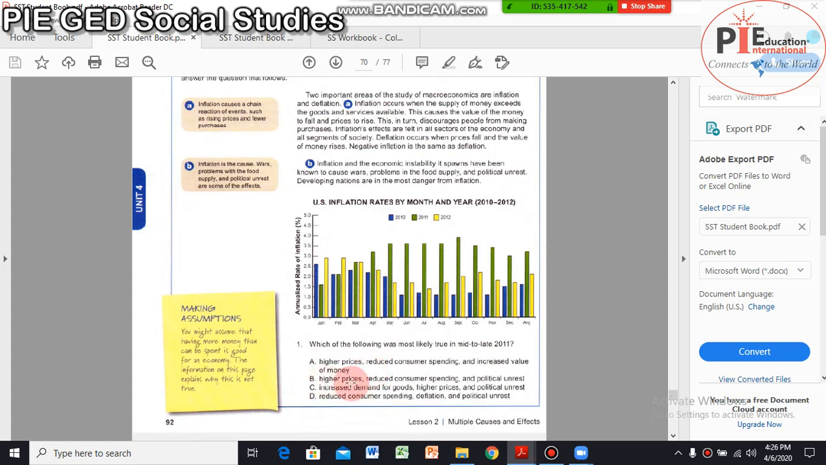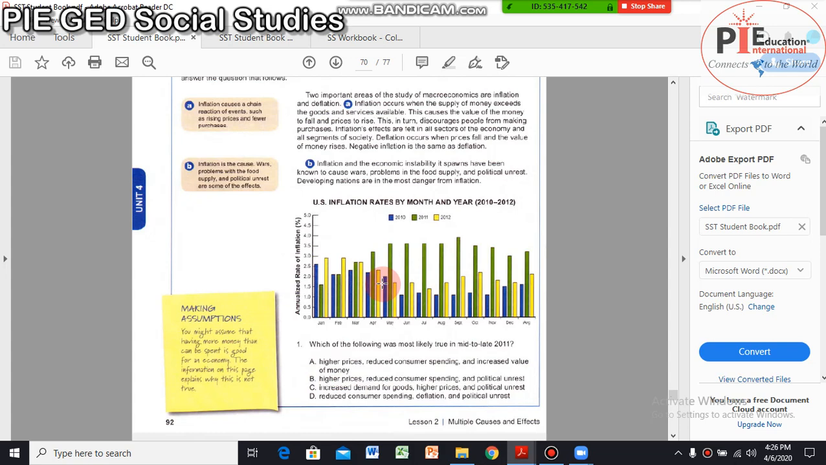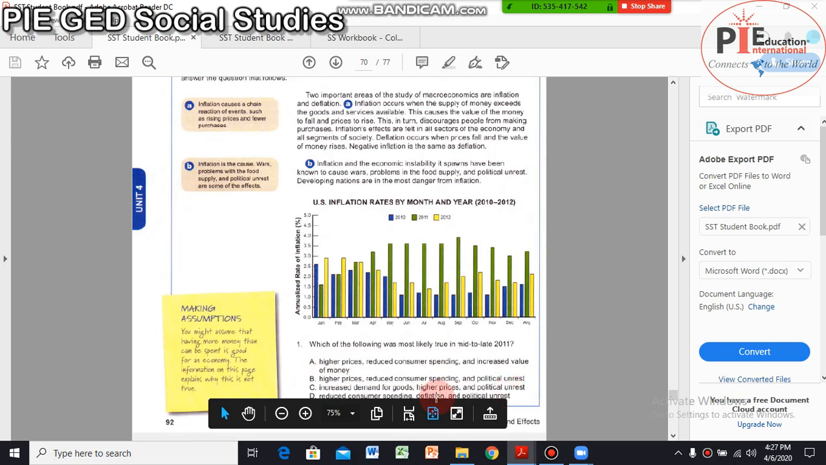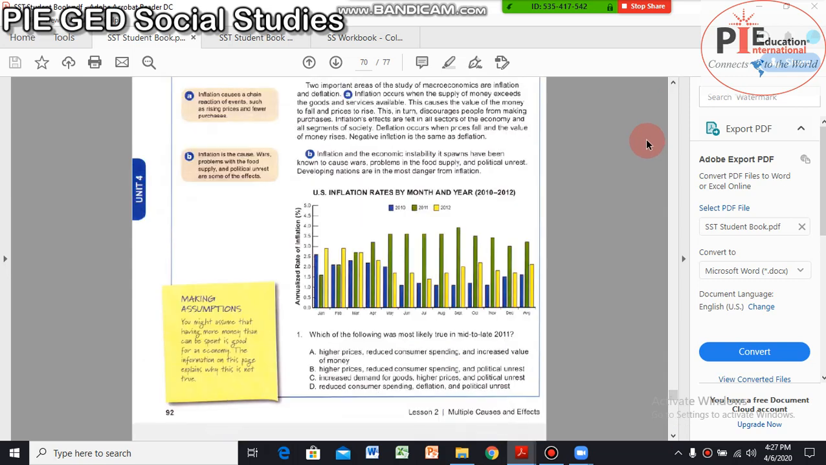So number B: higher prices, okay, reduced consumer spending and political unrest. Now we don't know anything about political unrest from this particular chart, right? This particular chart doesn't tell us anything about political unrest, so it won't be B. Number C: high prices and political unrest. Now we don't know anything about demand for goods, can we? It doesn't say anything about demand. And then we have D: consumer spending, deflation, and political unrest. So which one do you think is the answer?